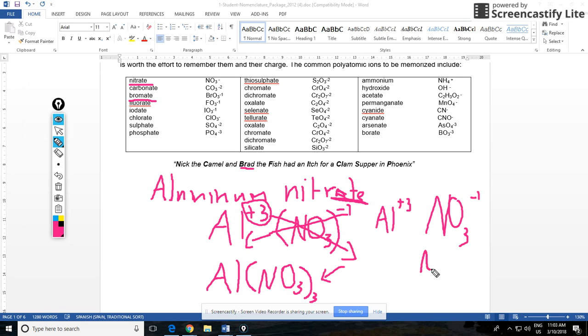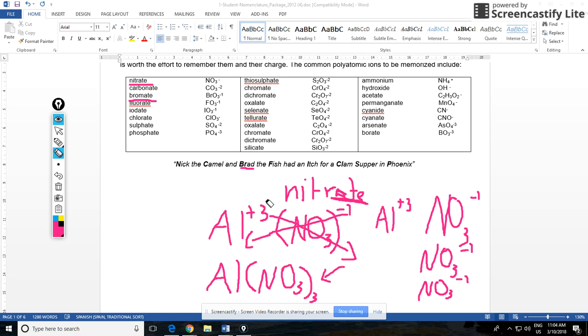And that would make sense. If you have 3 of those -1 charges, that's an overall -3 charge. And our aluminum has +3, so together that makes 0. So we have a balanced charge, a charge balance compound or formula. We'll try one more example.